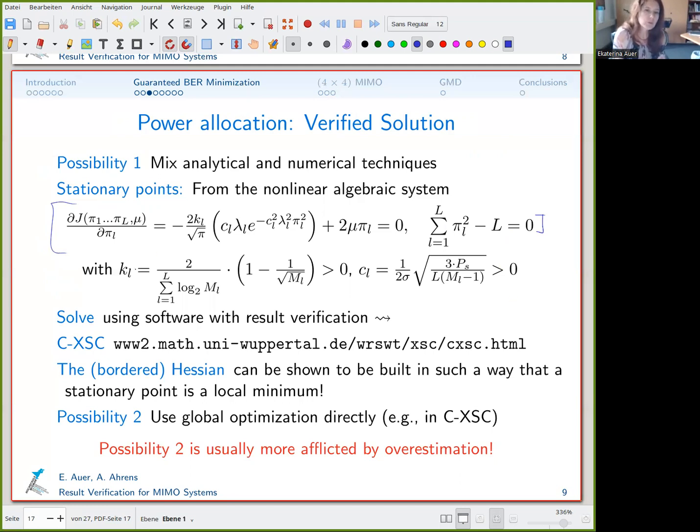And here we have some coefficients that do not depend on the p. For example, this K_L and C_L are both positive just from the form of those coefficients. Now we can solve this system using software with result verification, for example, a solver which is available in CXSC. What we can additionally show is that the Hessian is built in such a way that the stationary point that we obtained as a solution is actually a local minimum. And of course, the second possibility is to use global optimization directly, again, for example, in CXSC.